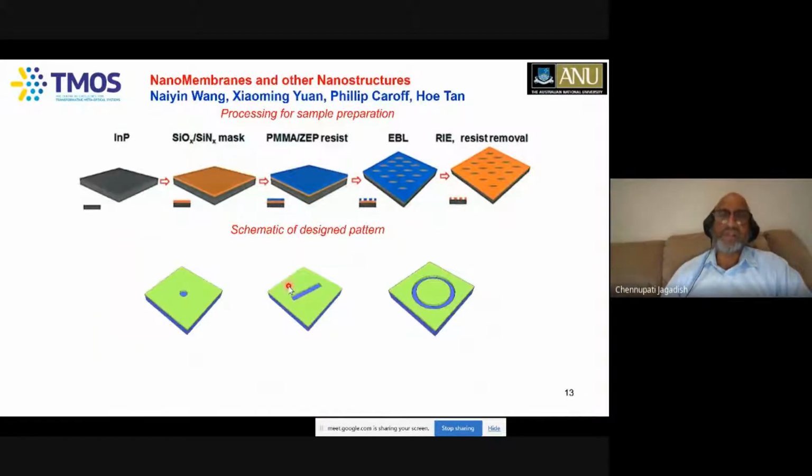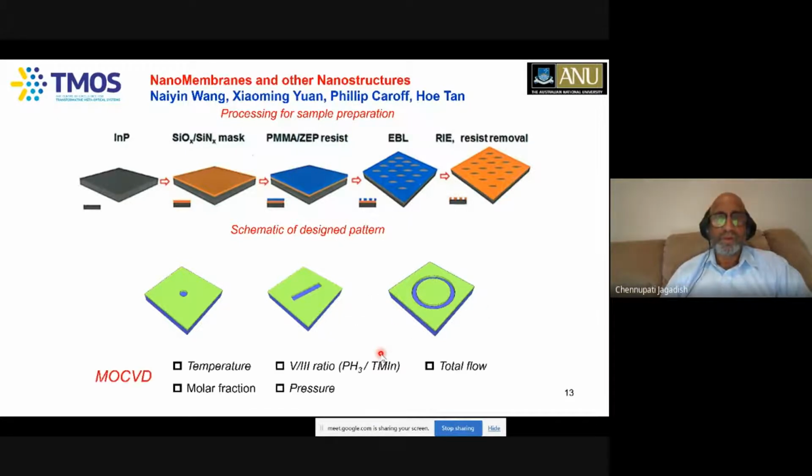So then we asked ourselves, instead of opening a hole in this mask, what will happen if you open a slot or a ring, and what type of structures can we really get? Again, this is the work of my former student, Dr. Nayan Wong, who is a postdoctoral fellow in the group now. Again, you take an indium phosphide substrate, deposit some silicon dioxide, put some ZEP or PMMA photoresist, and do electron beam lithography. Essentially, you're polymerizing this polymer, and then you'll be able to etch that part very easily, and other parts you don't etch. So you can see that's what we want to create in this particular instance.